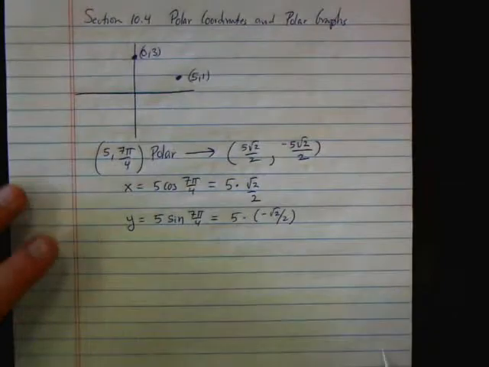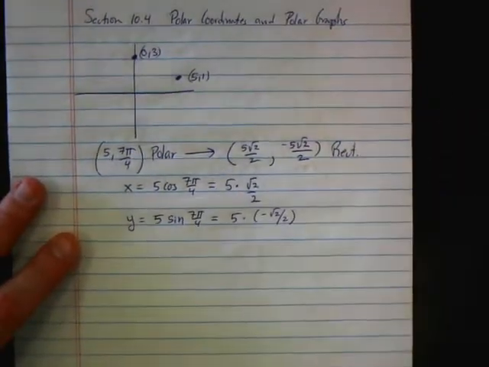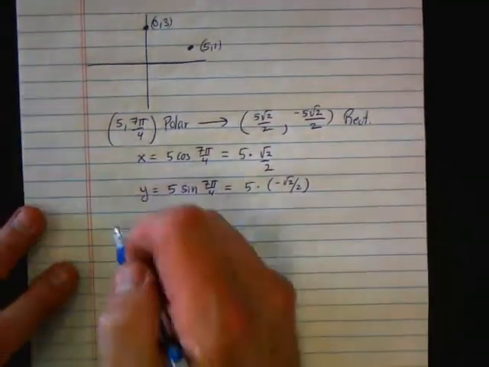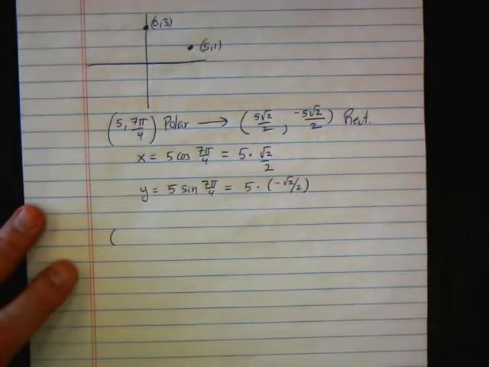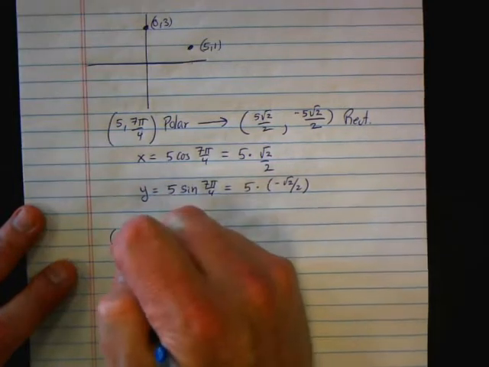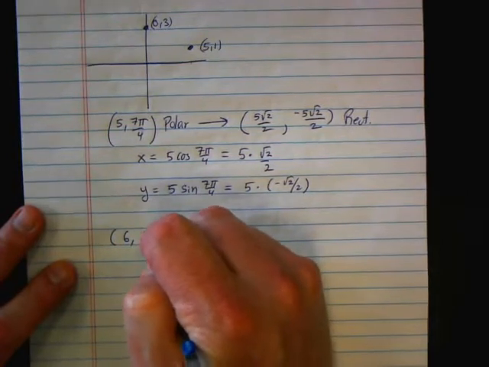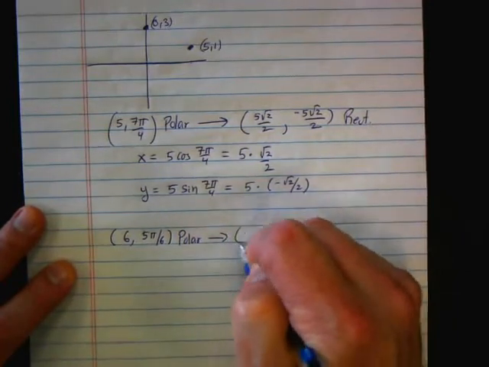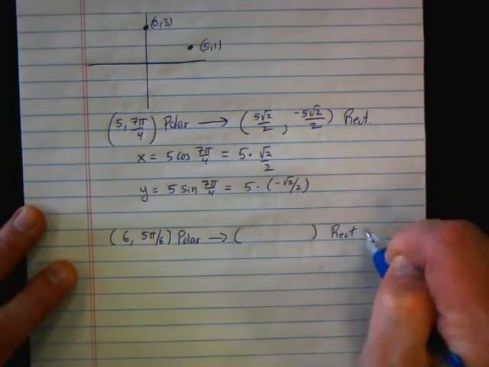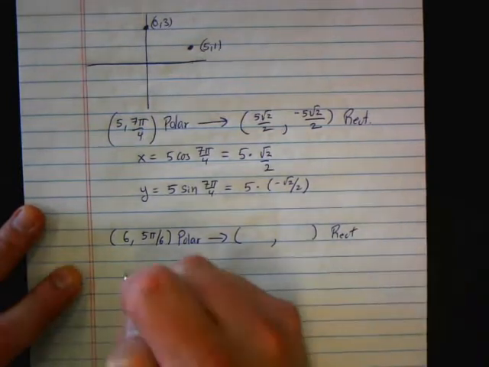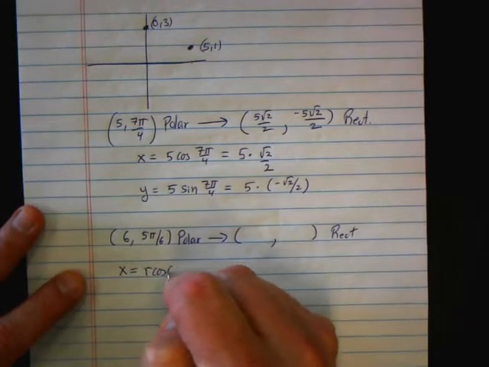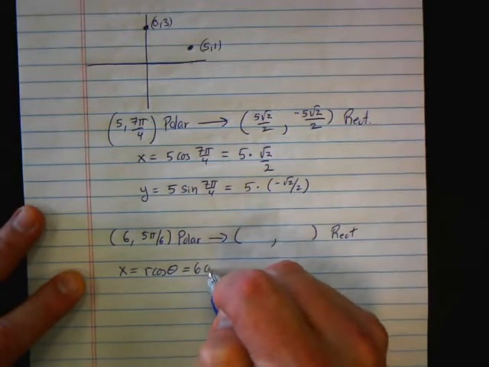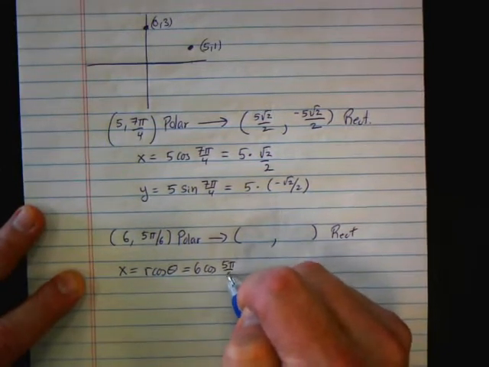All right, give me a new, oh, this would be rectangular. Give me a new polar point. Anybody got a good polar point? 6, 5 pi over 6. 6 comma 5 pi over 6. And that's in polar. And we're going to convert to rectangular. Okay, so x would be r cosine theta. That's 6 cosine of 5 pi over 6.